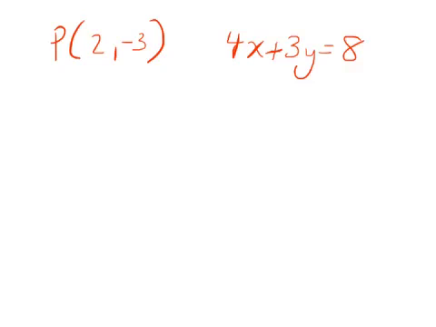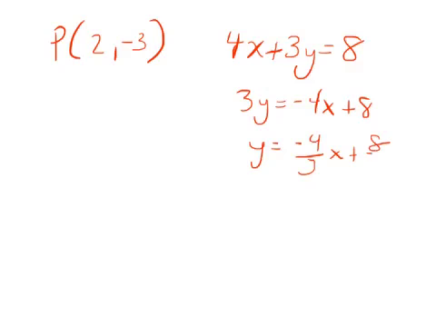Okay, and let's look at it. Here's the reason. Watch. If you subtract the 4x, you get 3y equals negative 4x plus 8. And then if you solve for y, you get y equals negative 4/3 x plus 8/3. So it ends up being, just to identify this, negative 4 over 3.